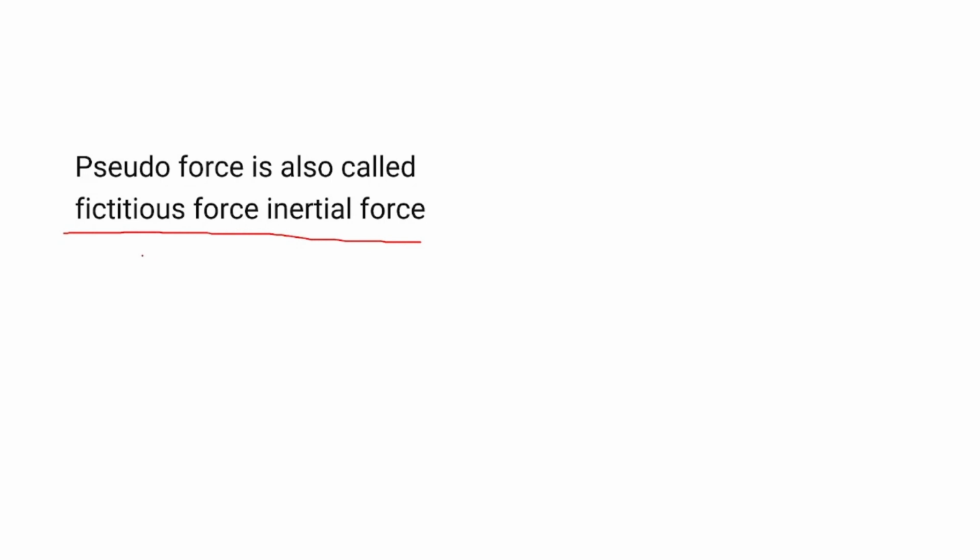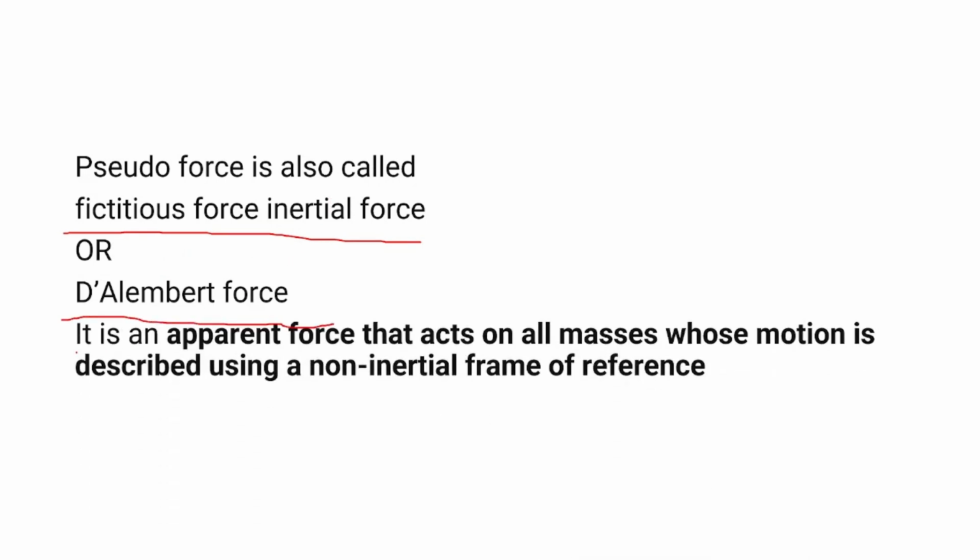Now what is pseudo force? First we see its other names, that is, the various names of pseudo force. After that, we will see what pseudo force is. So, pseudo force is also called fictitious force or D'Alembert force. This is another name of pseudo force, and it is an apparent force that acts on all masses whose motion is described using a non-inertial frame of reference.